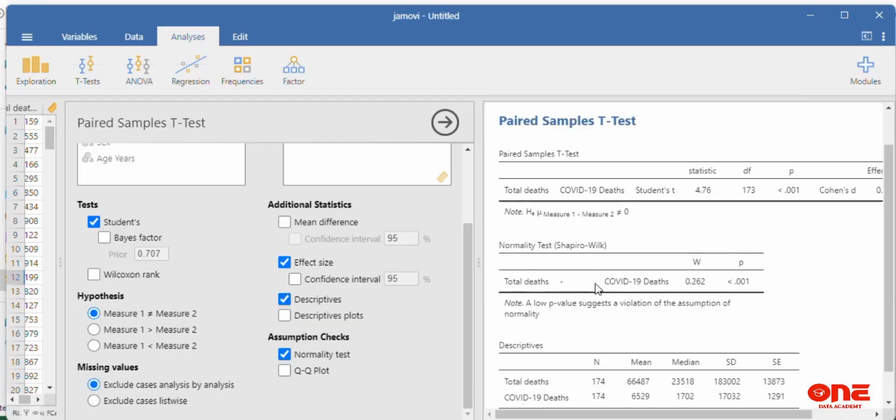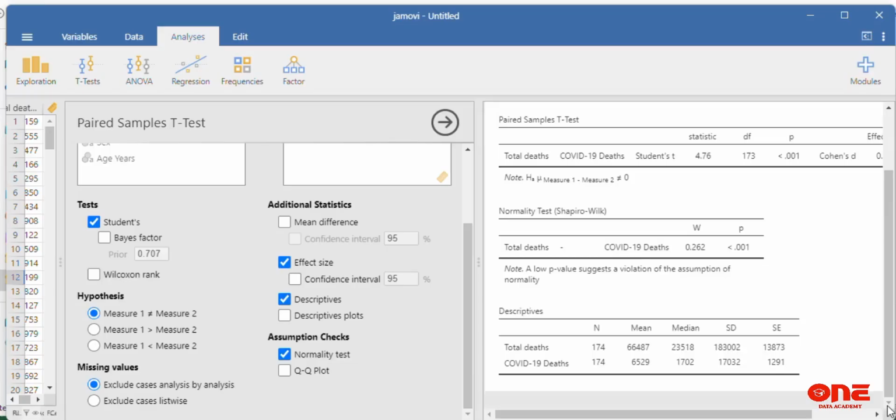So this is the normality test. So this value tells us that it is not normally distributed. The p-value is less than 0.05, so it shows that it is not normally distributed. Note, a low p-value suggests a violation of the assumption of normality. So we don't assume normality because it's low. So that means that it is not normally distributed.